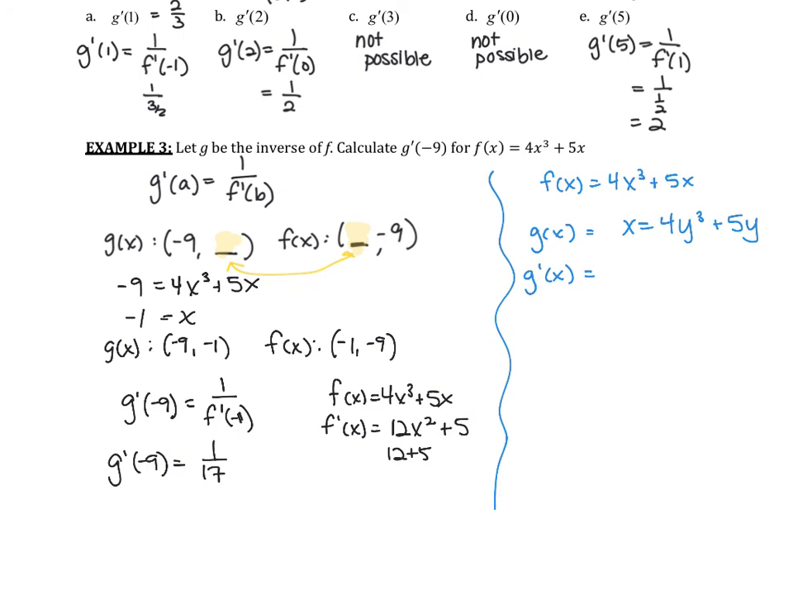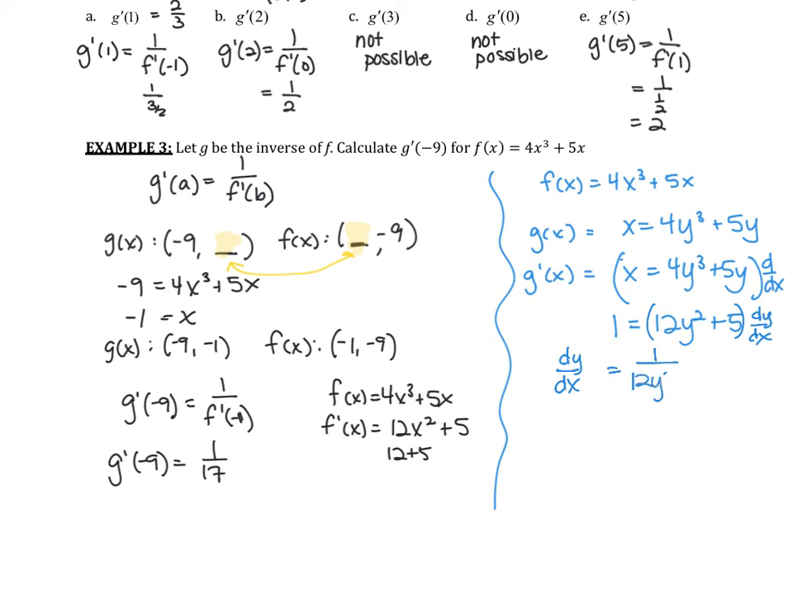I'm going to take the derivative implicitly here. It'll look a little bit different. The derivative with respect to x of the function x equals 4y cubed plus 5y, we're going to get 1 equals 12y squared plus 5, times dy dx because I took this implicitly. And so solving for this, the derivative of y with respect to x of my inverse function, because g was my inverse function, is equal to 1 over 12y squared plus 5.